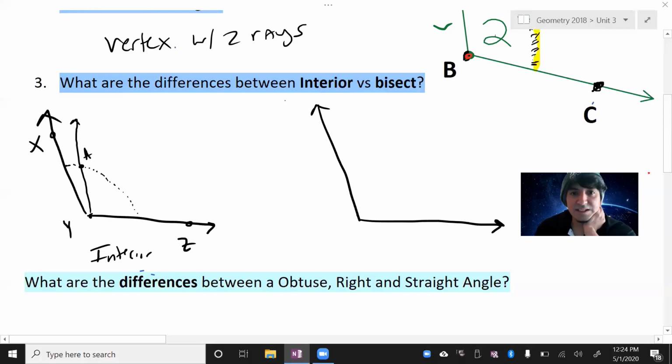So in this case, we'll say point A is in the interior of angle XYZ.